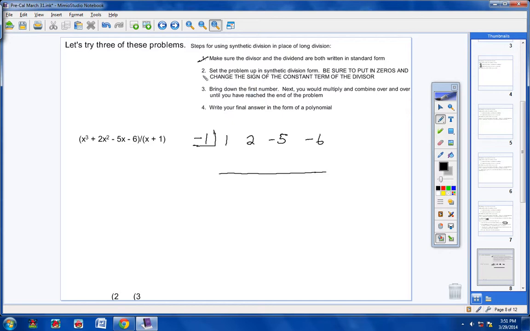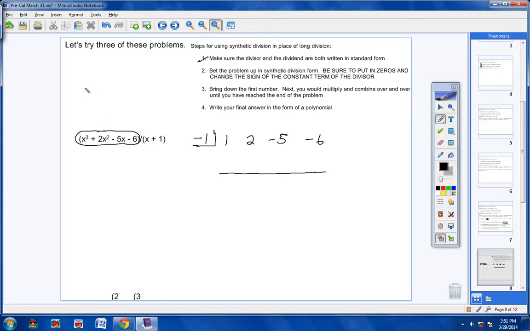Now, there's one other thing step 2 says. Set the problem up in synthetic division form. We did that. This is how you do that. We also changed the sign of the constant term of the divisor. We did that. But look, be sure to put in zeros. Now here's what that means. Would you please watch carefully? See this dividend right here?